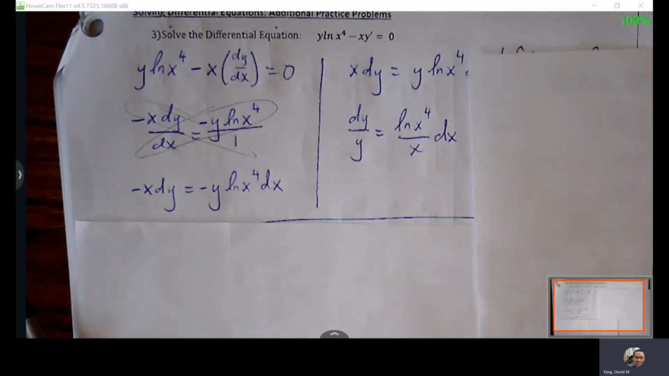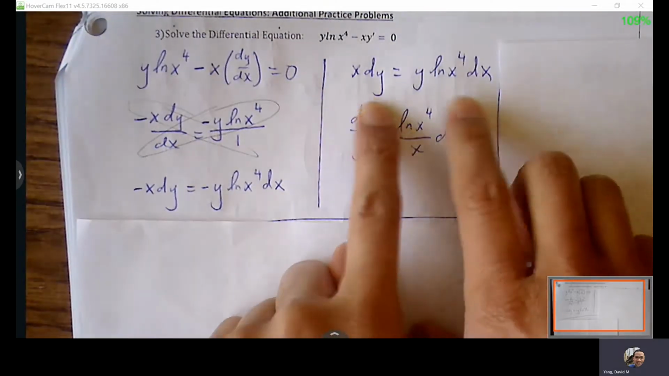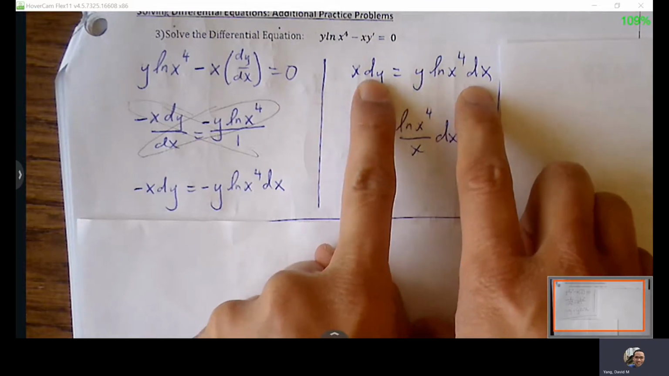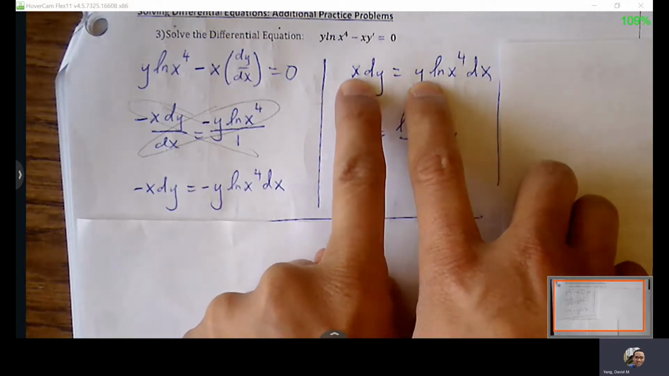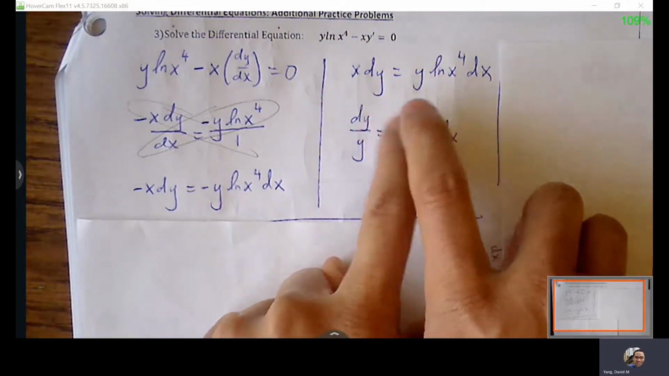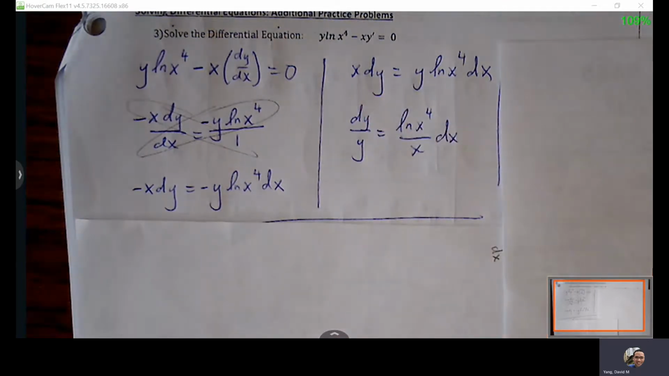Okay, I can drop the negatives. And as I drop the negatives, hopefully you can see once you're here what is out of place, right? Looks like it's the y that's out of place and the x that's out of place. So we need to make them swap places, but as they swap places, they're going to end up in the denominator of their correct side. So dy over y equals natural log of x to the fourth over x dx. Okay. Any questions up to that point?